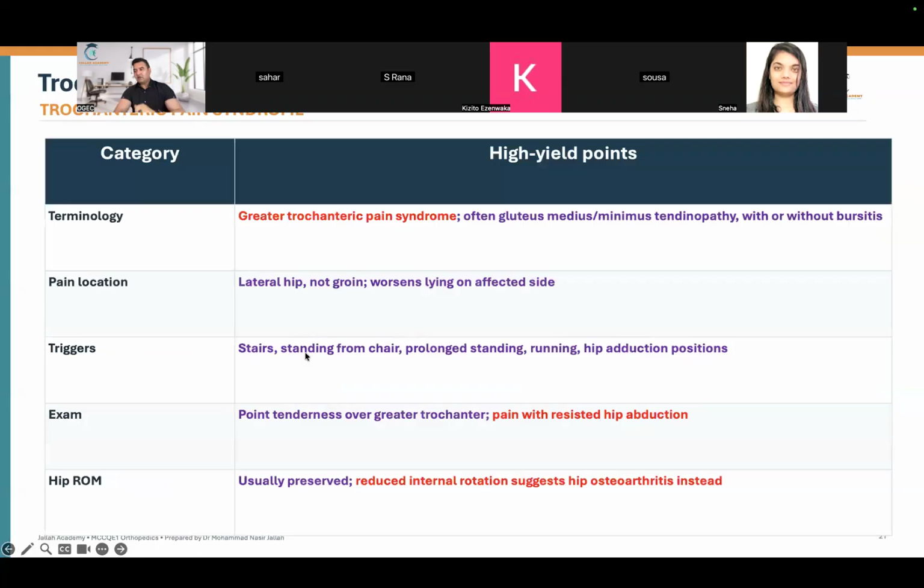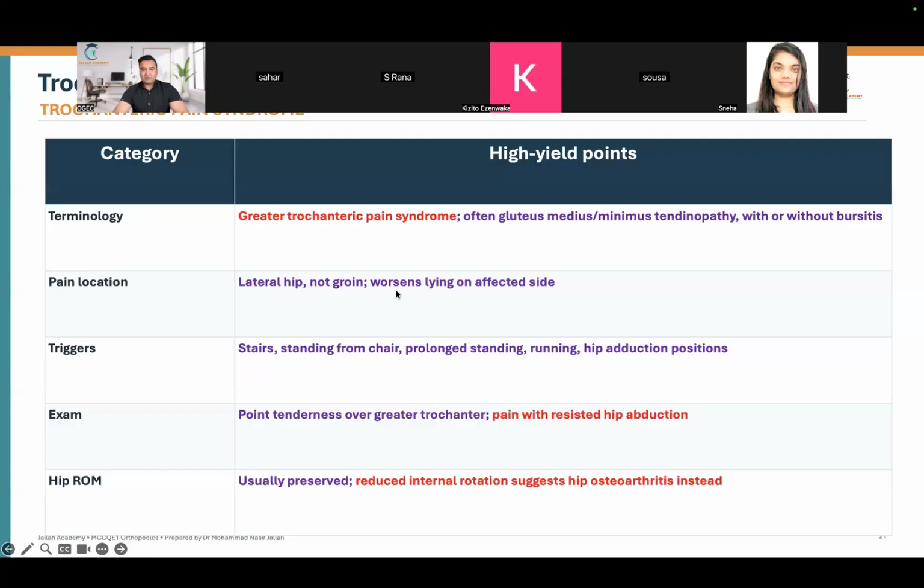So let's talk about trochanteric pain. Trochanteric pain syndrome, the category in terms of terminology, is greater trochanteric pain syndrome, often gluteus medius or minimus tendinopathy with or without bursitis. Pain location, it is clear from its name, it's self-explanatory: lateral hip, not groin, it is lateral hip.